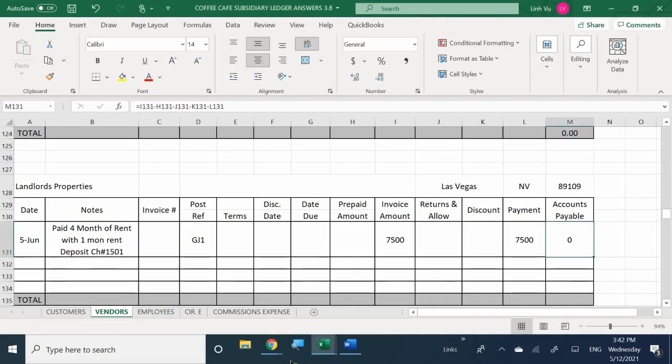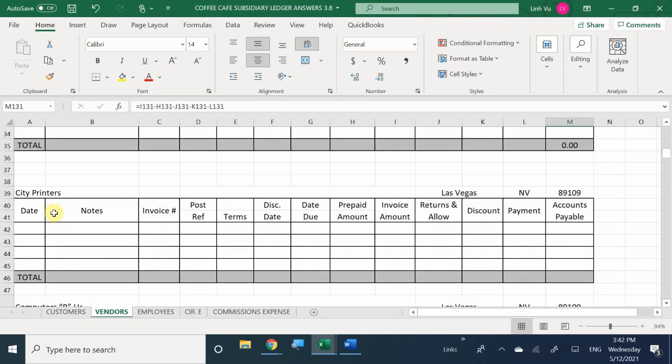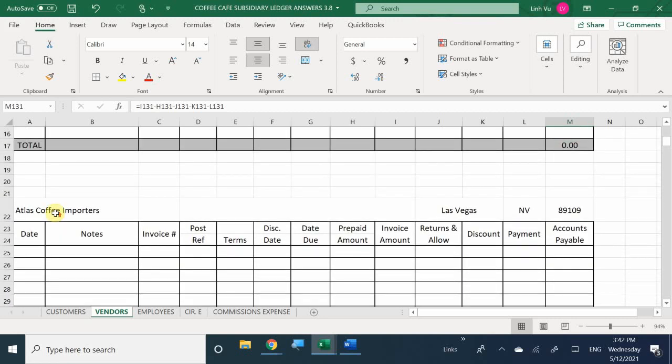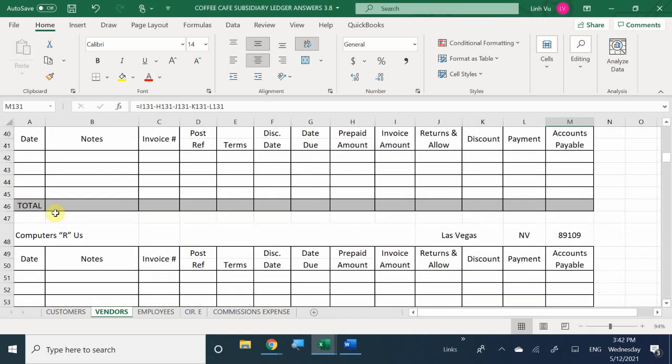So now I'm going to go to my subsidiary ledger. Once again, it's in alphabetical order, so I just have to locate my vendors under C. Okay, so I have City Printers. Okay, well, obviously it's alphabetical order. So Computers R Us should be under City Printers.